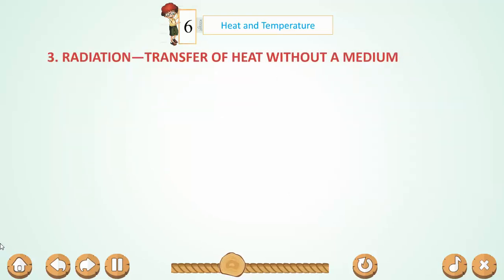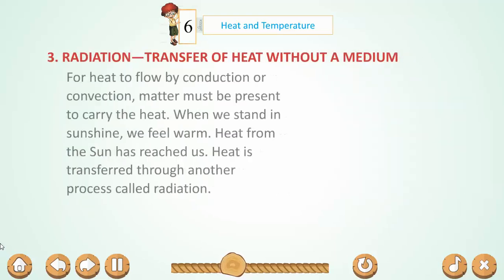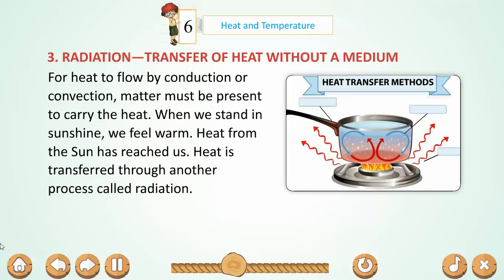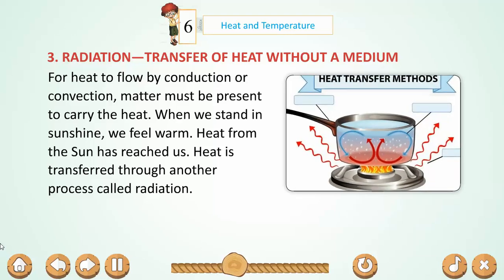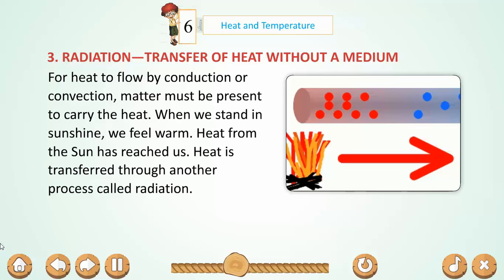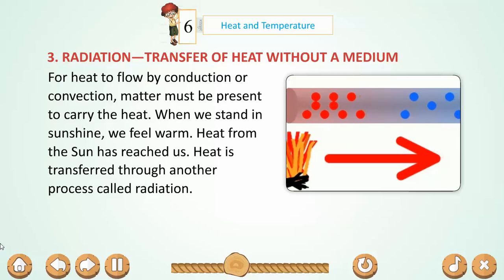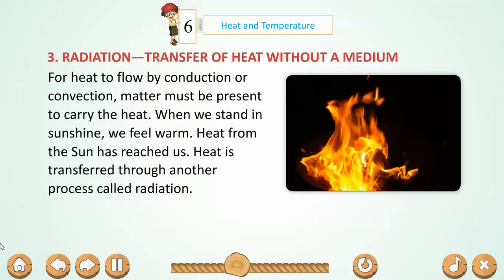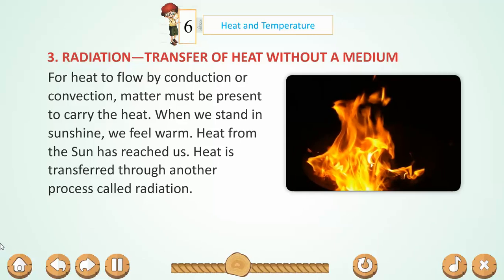Radiation: transfer of heat without a medium. For heat to flow by conduction or convection, matter must be present to carry the heat. When we stand in sunshine, we feel warm. Heat from the sun has reached us. Heat is transferred through another process called radiation.